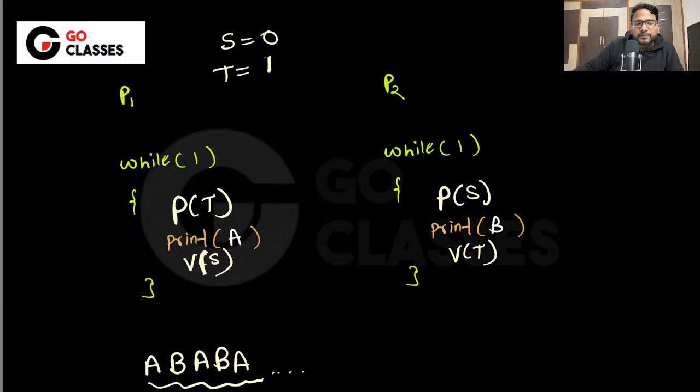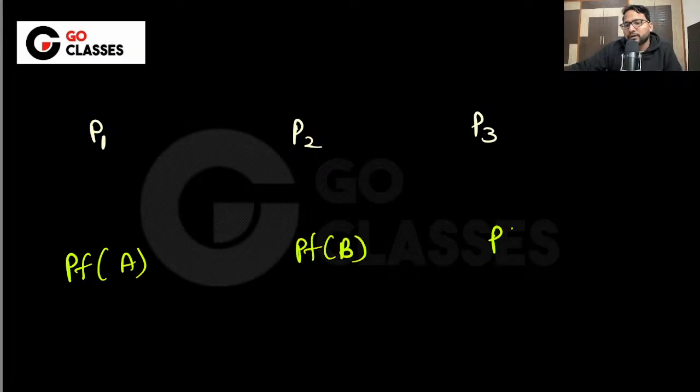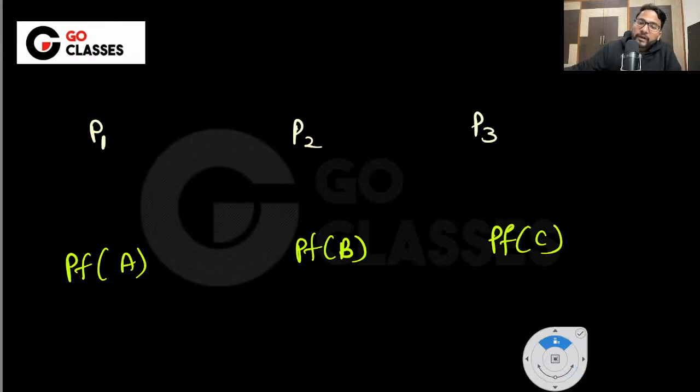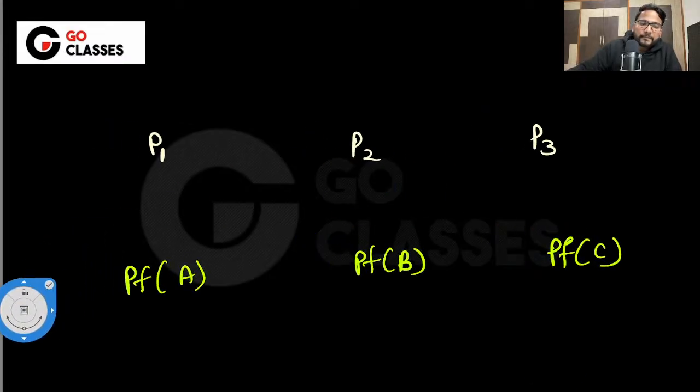Now let's just extend this problem. Let's suppose this is P1, this is P2, and this is P3. Suppose here you are printing A, here you are printing B, and here you are printing C. Then in that case, can you tell me the minimum number of semaphores needed to make sure that ABC will get printed?